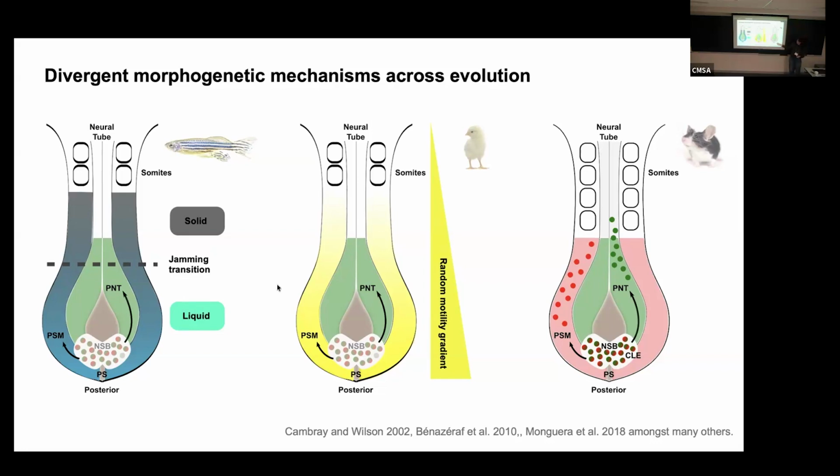And then in mouse, we know a lot less, but we know that there's a lot of proliferation in mouse that, for example, we don't see in zebrafish. So my point with this is just to highlight that the mechanisms underlying the elongation of the PSM do evolve as well, and that those need to evolve in order to evolve the duration of the process, right? Okay.